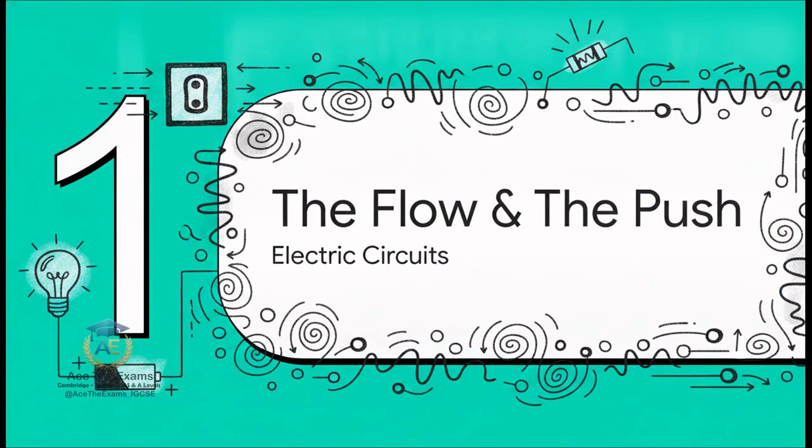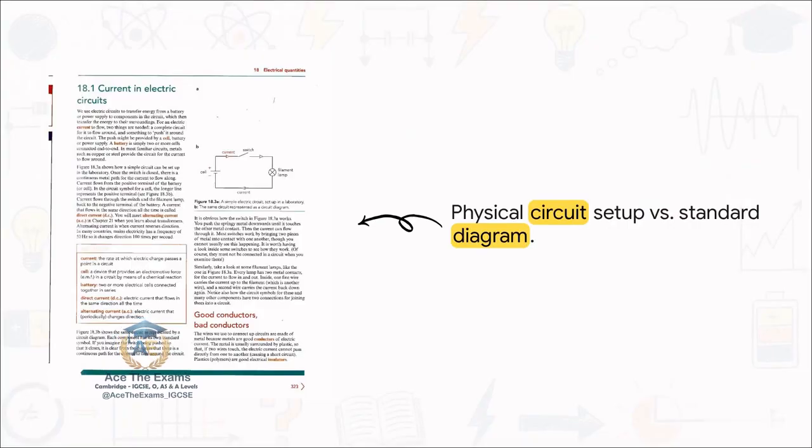Section 1, the flow and the push. This is the bedrock of everything electricity related. Okay, what we have right here brilliantly illustrates the bridge between physical reality and exam theory. On the left side, we have a literal laboratory setup, a cell, a switch, and a filament lamp connected by wires. On the right, we have the exact same circuit represented as a standard circuit diagram.